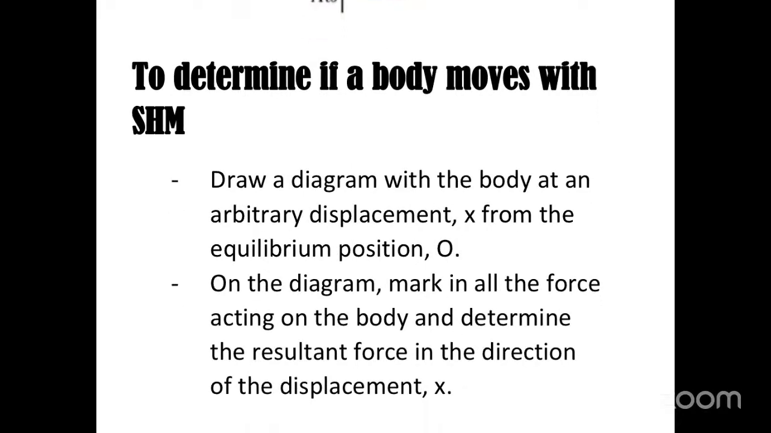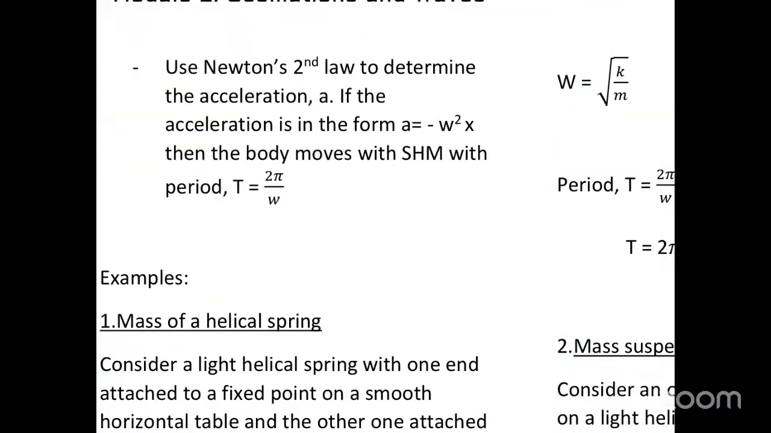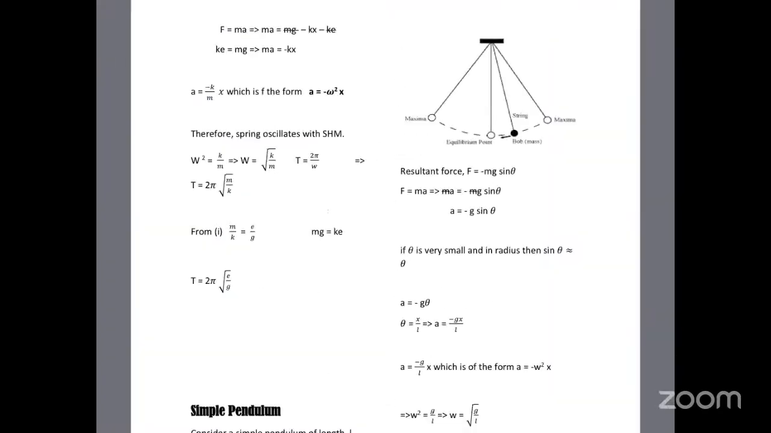First, you have to draw a diagram with the body at an arbitrary displacement x from a position O. So imagine you have a pendulum here and it displaces some distance x. You have to show that. Then on the diagram, mark all the forces acting and determine the resultant force in the direction of displacement. Then step number 3, use Newton's second law to determine the acceleration a. And if it's in that form, we know it has simple harmonic motion. So I am going to apply those 3 steps in this example here.